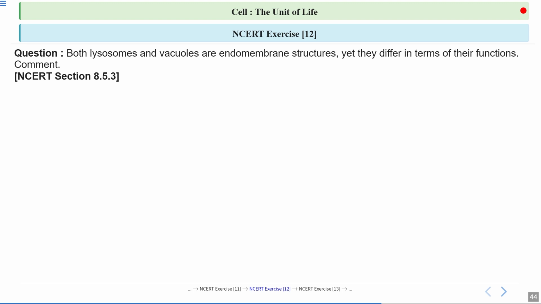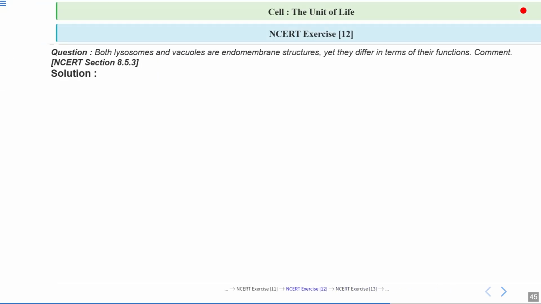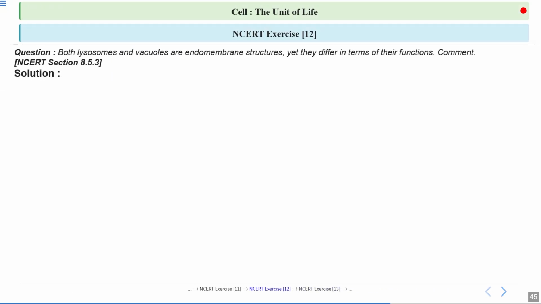Now, next question: both lysosomes and vacuoles are endomembrane structures, yet they differ in terms of their functions. What is the answer here?